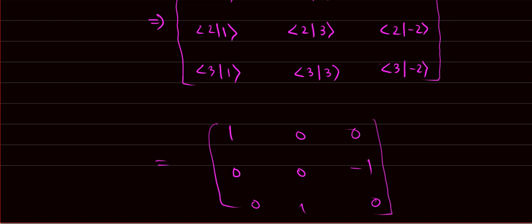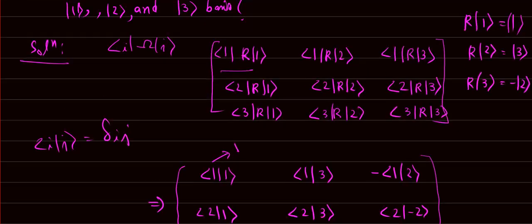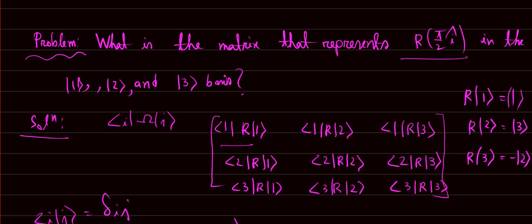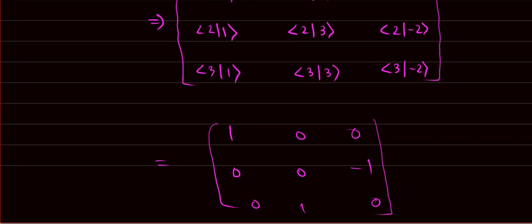So this is the matrix representation of our rotation vector R around the y-axis, x-axis. So this is how we can find the matrix element of any linear operator in a certain basis. We'll do another problem.